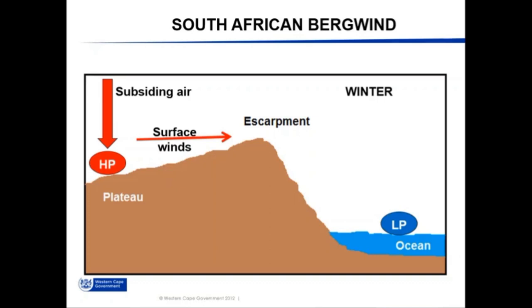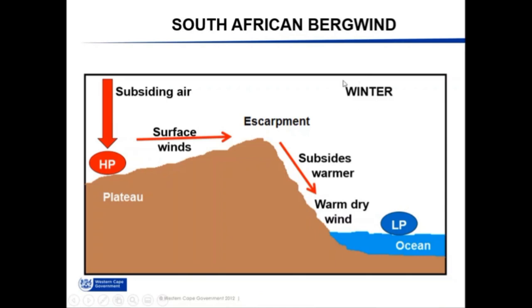Now, because that air can't go through the surface of the earth, it needs to move somewhere. So now we have surface winds, and it moves to the escarpment and over the escarpment, and then it goes down the escarpment, and as it goes down the escarpment, it warms up. By the time it reaches the coastline, it's warm, dry wind, and then we have fault fires. Watch, ladies and gentlemen, during the winter months.